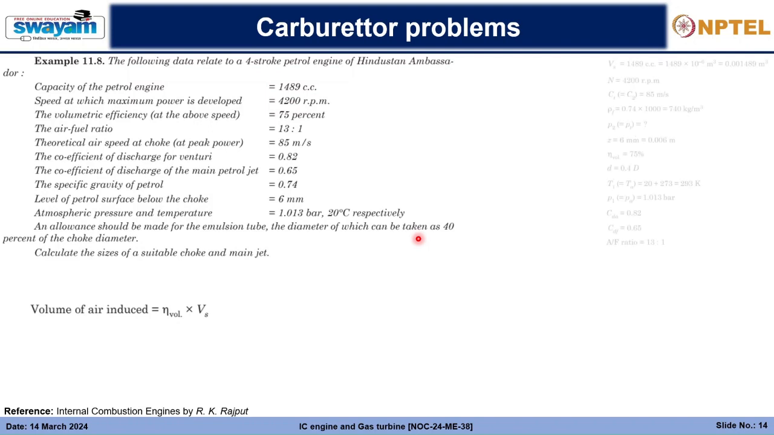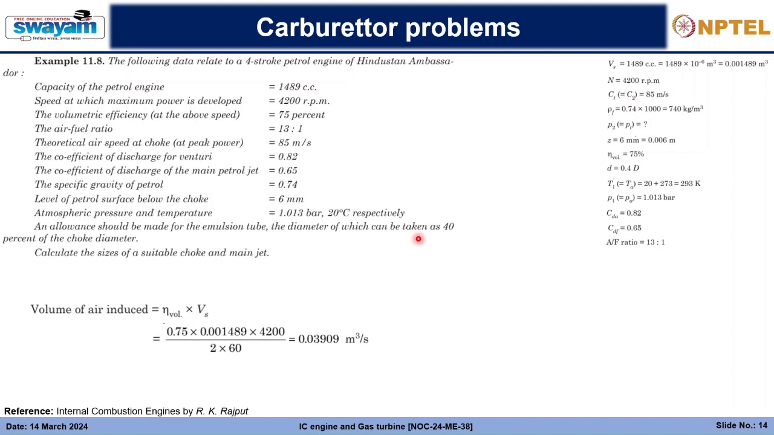Okay, then let us try to solve the problem. So these are the values which we are given, and we need to solve the problem from here. So the volume of air induced is the volumetric efficiency into the stroke volume. The stroke volume is Vs, and from that we can calculate the volume of air induced into the cylinder, and that will also have to be passed through the carburetor, right? So that is the volume flow rate of air, 0.03909 meter cube per second.